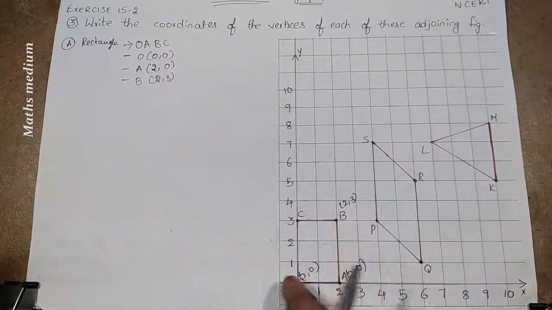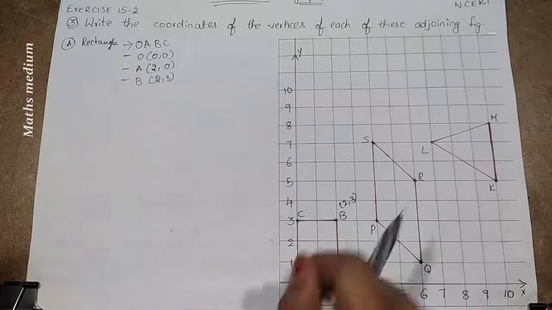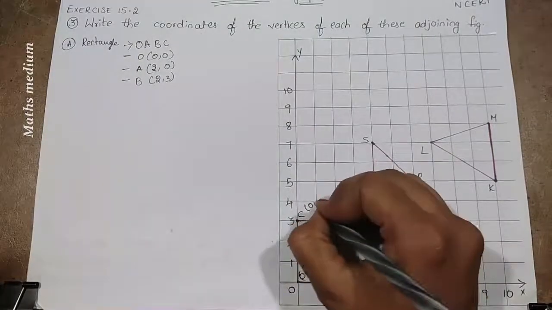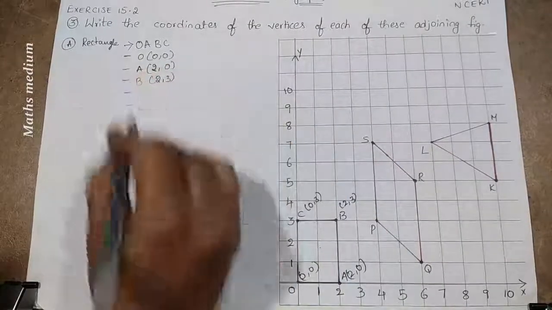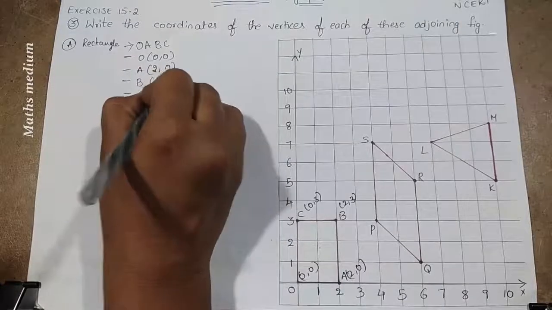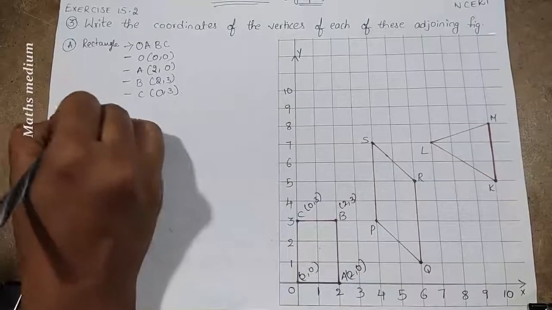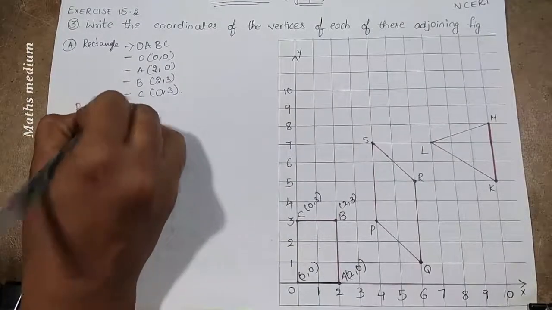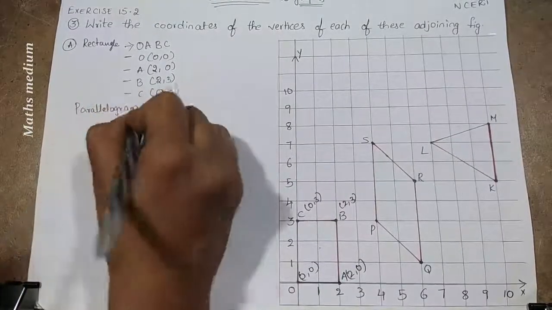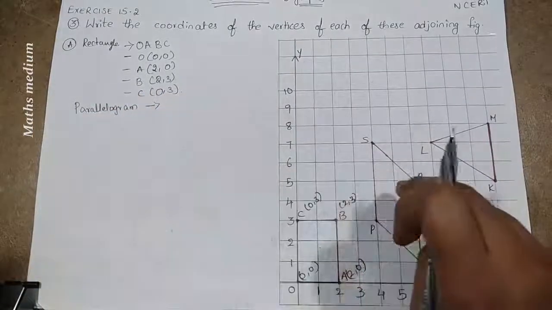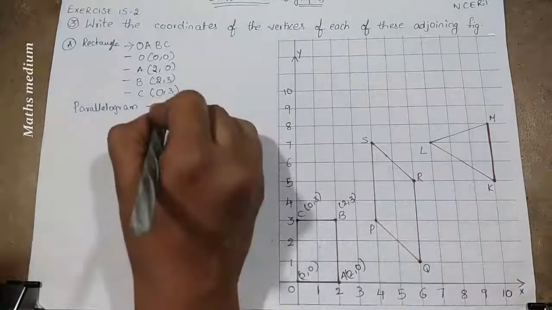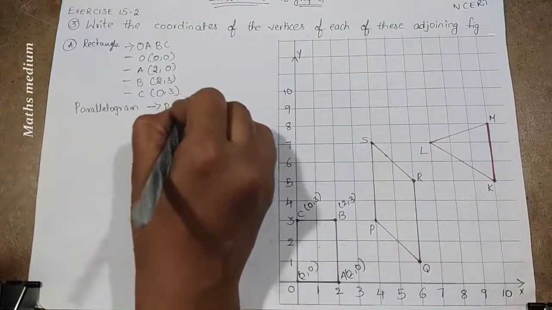Now see, this is also on the x-axis we have 0, on the y-axis we have 3. So 0, comma 3. So this is the point C, 0, 3. Now I am taking parallelogram. Why am I writing parallelogram like this? Because you should not confuse it with these names. So P, Q, R, S.